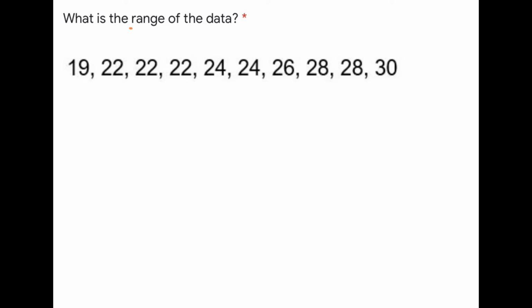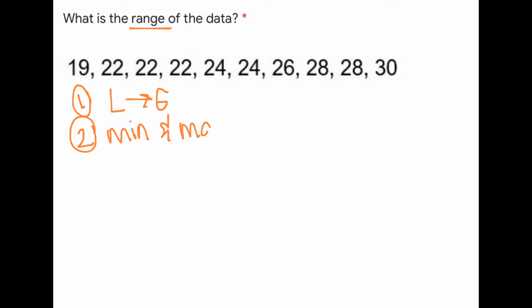What is the range of the data set? So the first step for finding the range is to order from least to greatest, which we already have done. Our second thing is to identify our min and our max. After you identify the min and your max, you are going to do max minus min equals range.